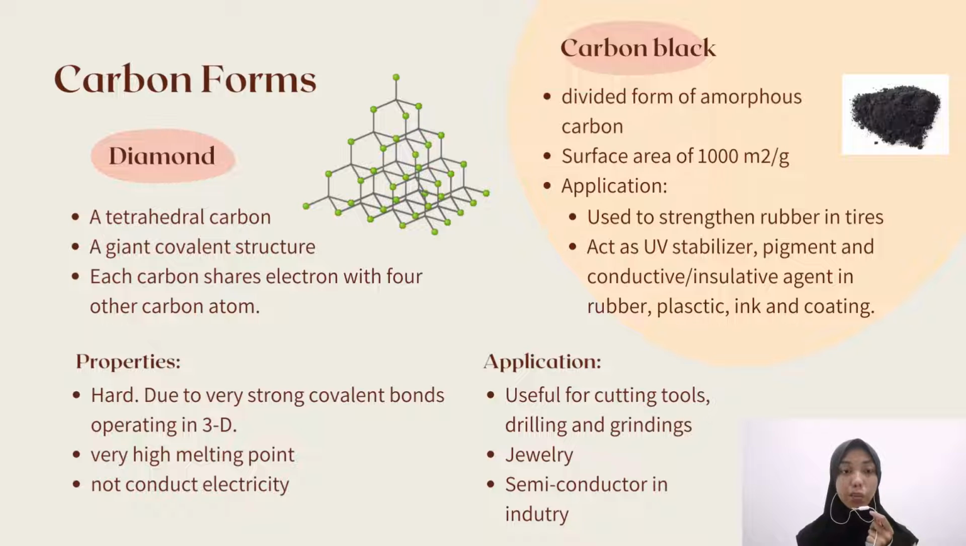The properties of diamond are, first, diamond is hard. This is due to very strong covalent bonds operating in 3 dimensions. Second, diamond has a very high melting point, and third, diamond does not conduct electricity. The application of diamond is useful for cutting tools, drilling, and grinding, as we can see that diamond is a hard structure. Diamond can also be used in jewelry and also as a semiconductor in industry.